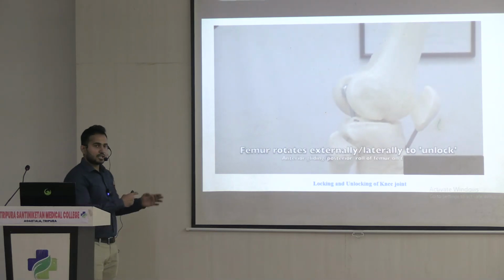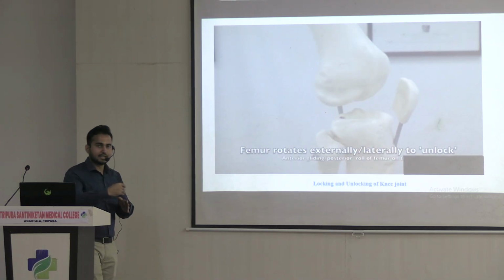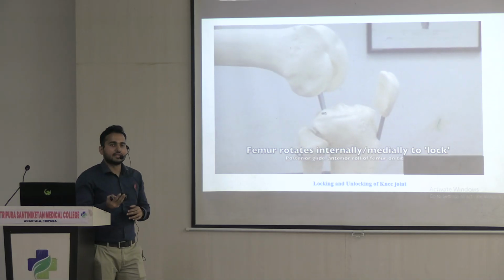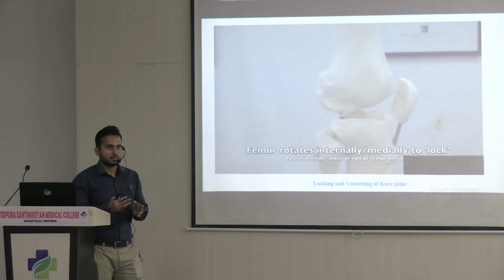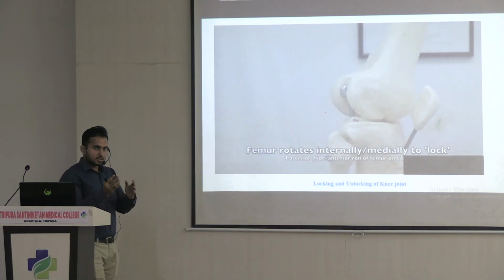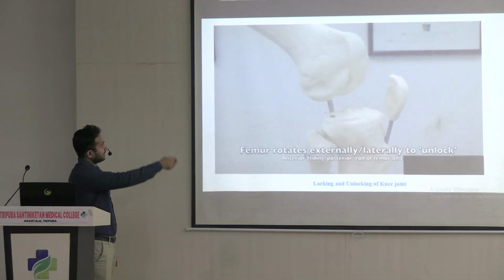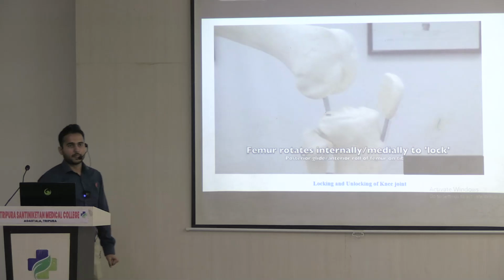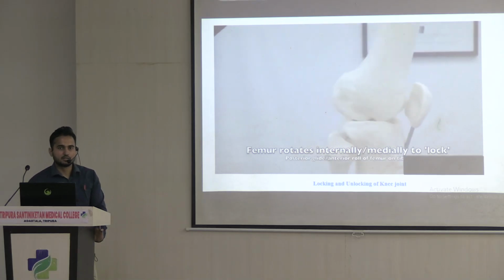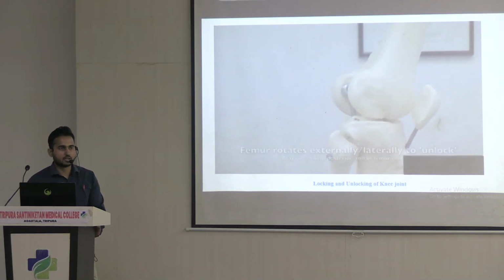Now when it is rotating medially at the terminal 30 degrees of extension, that is the locking. When it is rotating laterally, this is the unlocking, and then the flexion starts. Have you understood now? What is locking and unlocking?